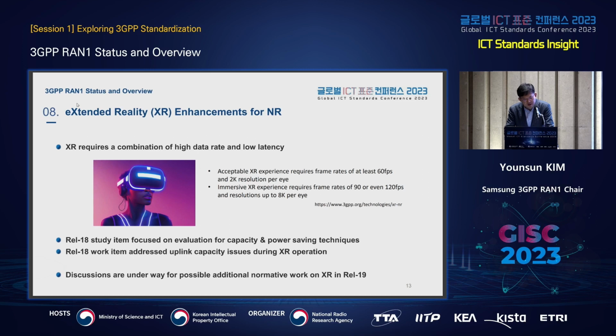An immersive XR experience requires an even higher frame rate and a much higher resolution than 2K, up to 8K. Now, what this means in terms of air interface is that the data rate has to be guaranteed to a level of up to 100 Mbps, with latencies going down as far as below 10 milliseconds. So how does RAN1 change our specification to better facilitate this? This was the focus of the work in Release 18.